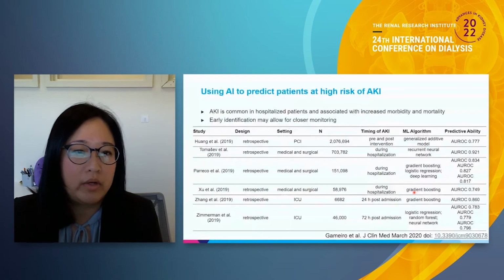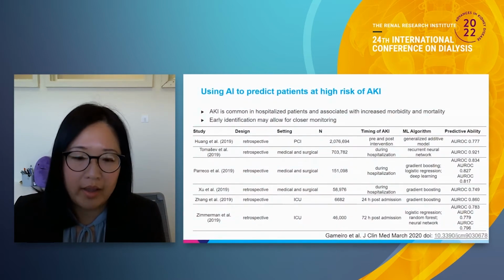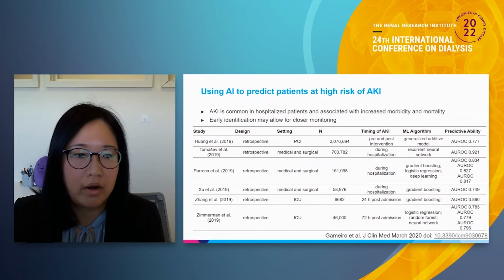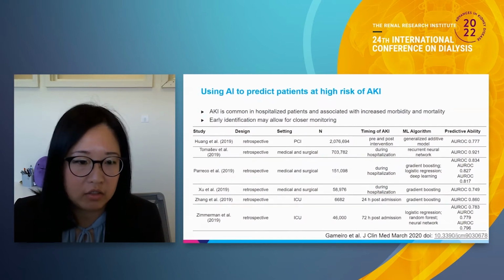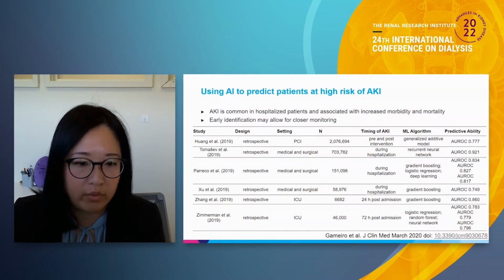And so we know that AKI is common in patients hospitalized and is associated with increased morbidity and mortality, and that identifying patients who are at risk for developing AKI may allow institutions to implement mitigating factors. And so this, like I said, has been a topic of a lot of people's modeling. And here is a summary table presented back in 2020, looking at several different models developed in 2019 at various different settings and with various different performances.